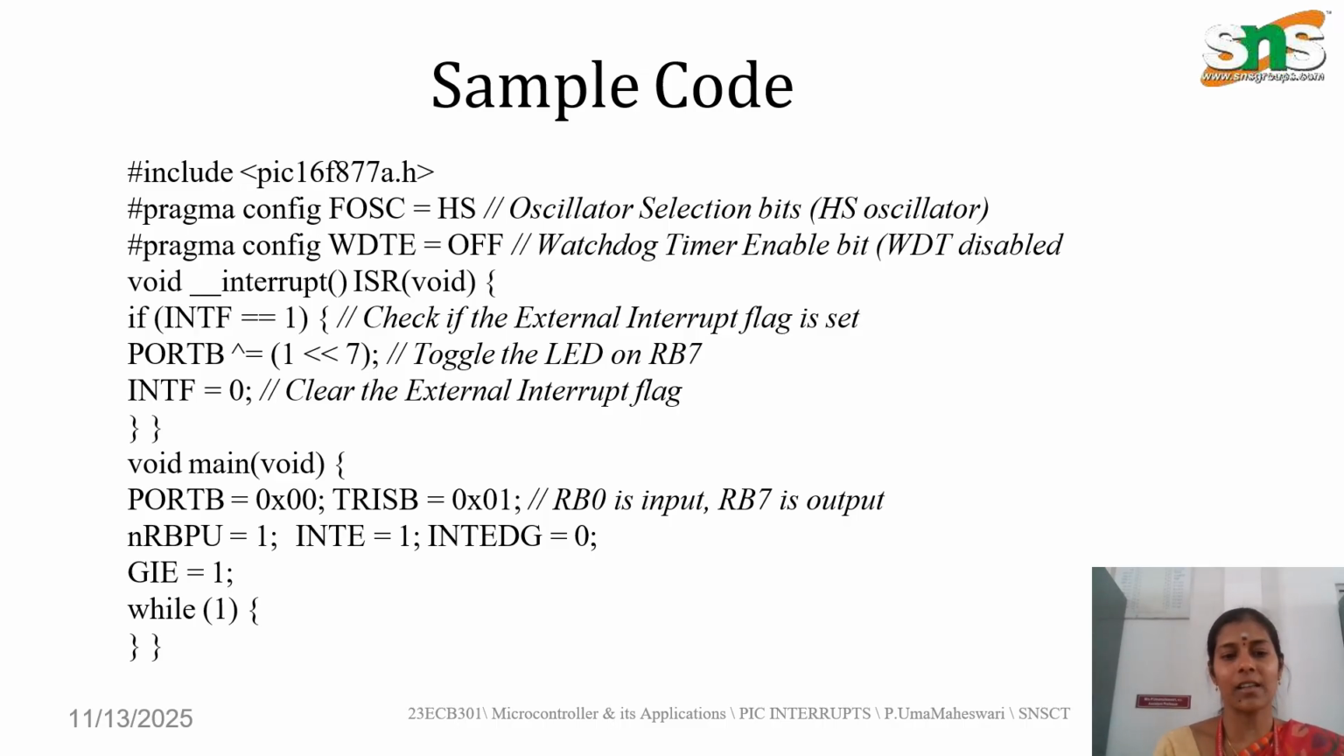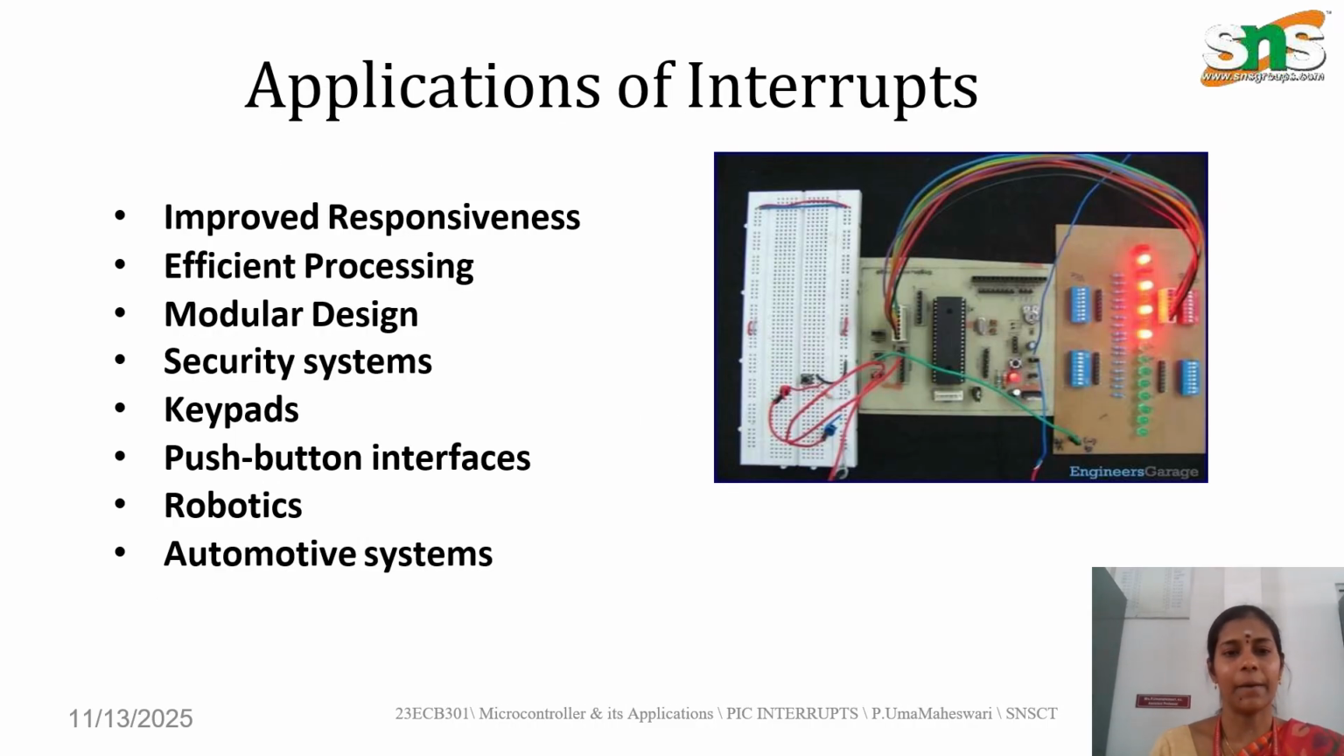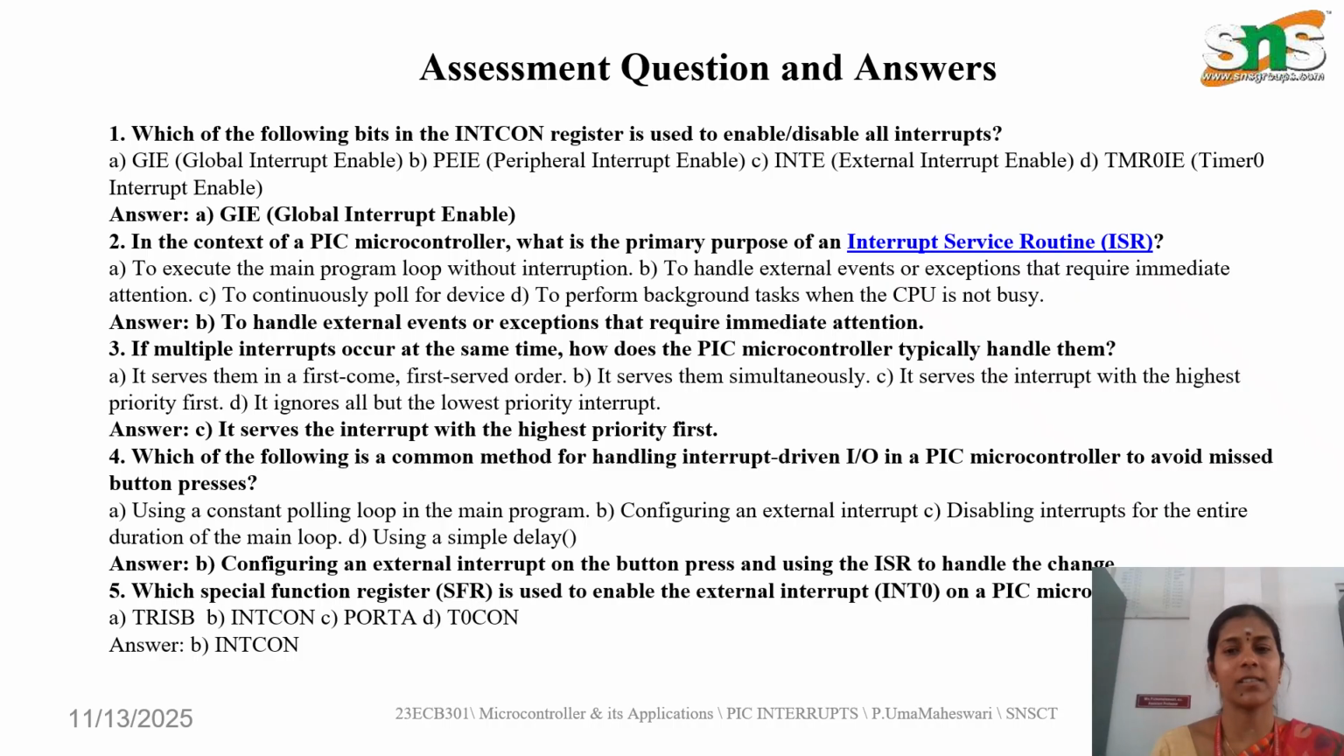TRISB is the corresponding register for that port B, and GIE is the global interrupt enable. The applications of interrupts are improved responsiveness and efficient processing. Efficiency is the main reason we go for interrupts. Other applications are modular design, security systems, keypads, robotics, etc.